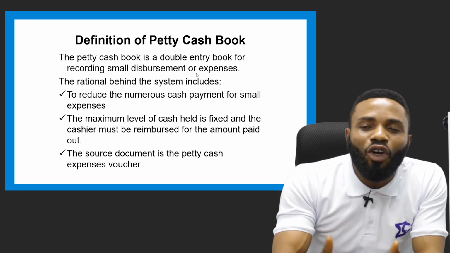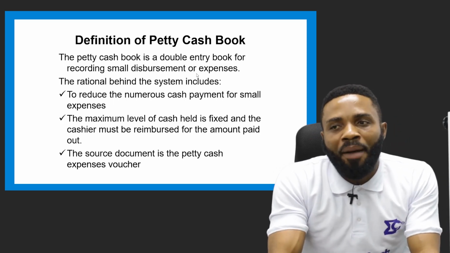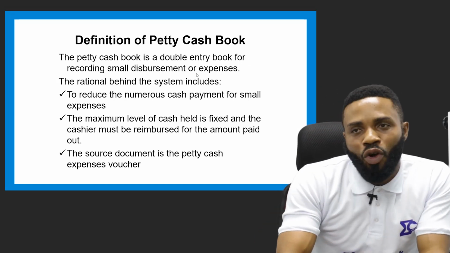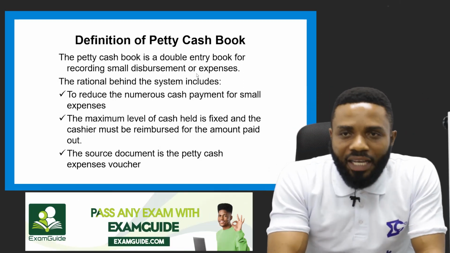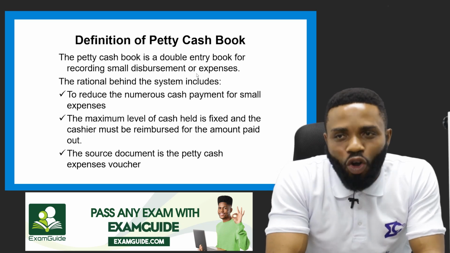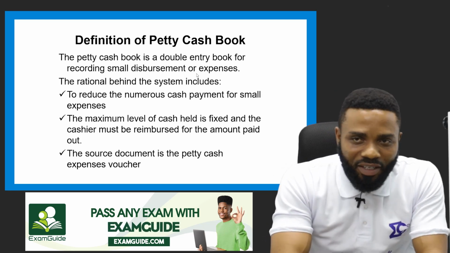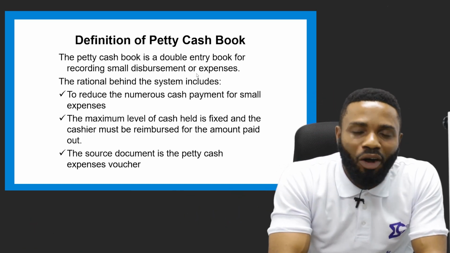At the end of the month, he is going to compare the amount received with the amount paid. Now, the amount that is paid out will be reimbursed, or will be given back to the petty cashier. And the last but not the least is what we call the source document. The source document for petty cash expense or expenses is what we call the petty cash voucher.